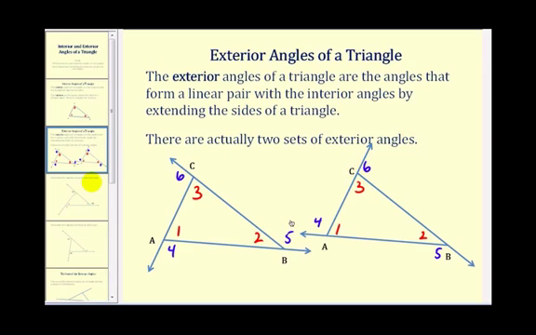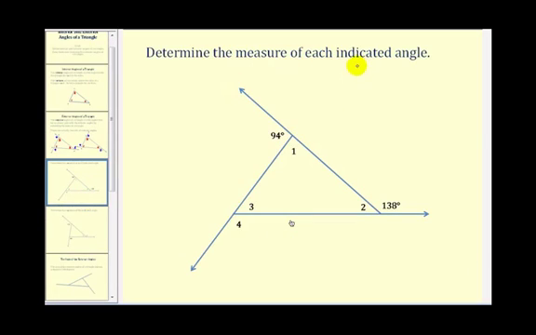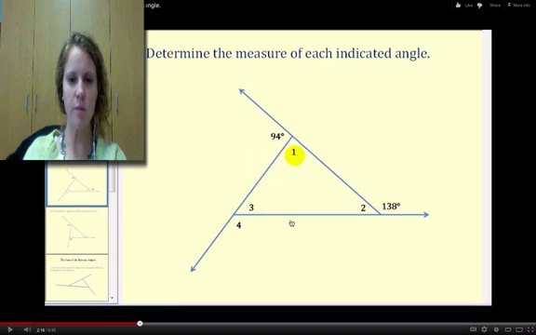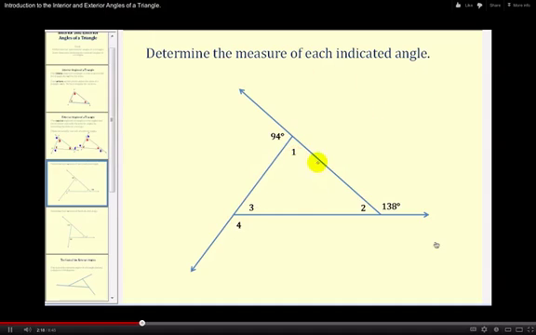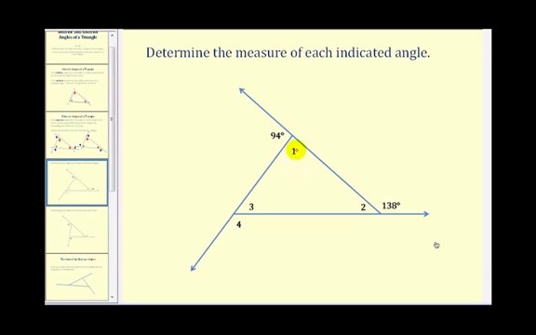Let's take a look at a couple of example problems. Here we want to determine the measure of the indicated angles. Here, guys, I'd like you to pause the video and just talk to your partner. How do you think he's going to find angle 1, angle 2, angle 3, and angle 4? Don't actually do it, but how do you think he's going to do this? So there's a couple things to remember. First, the sum of the interior angles of a triangle will always be 180 degrees. And now we also know that the exterior angles form a linear pair with the interior angles.